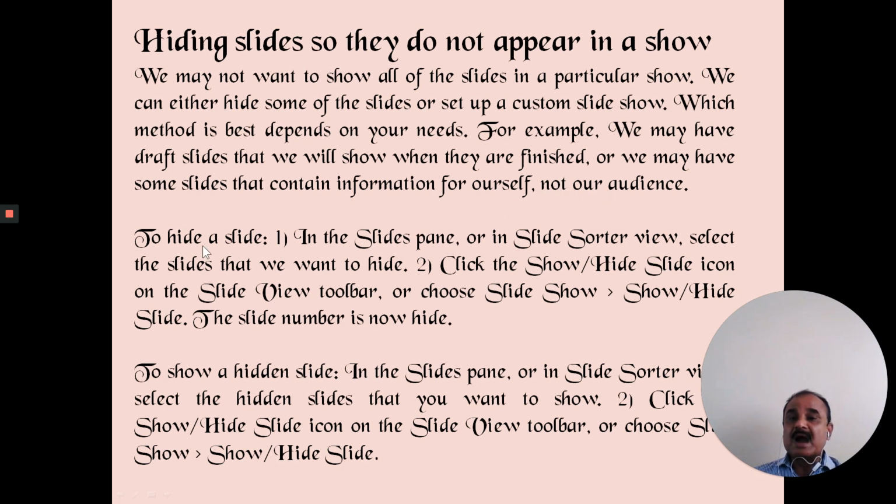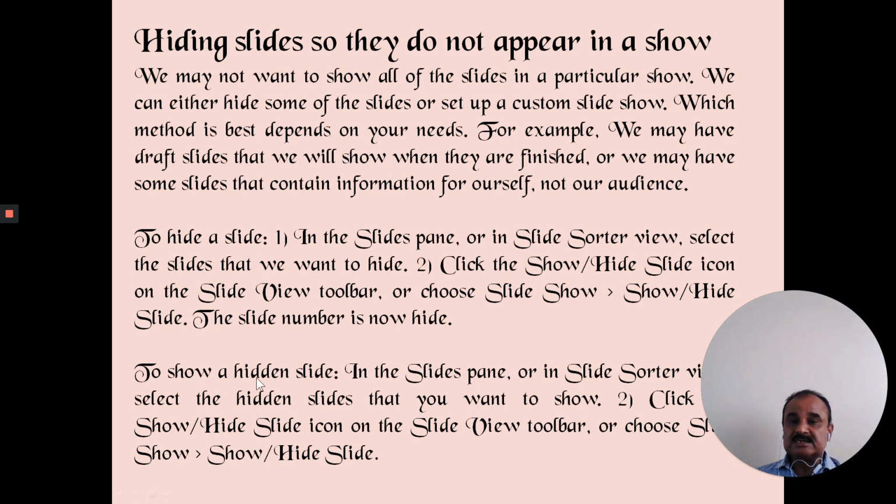The method to hide the slide is, in the slide pane or in slide sorter view, select the slide that we want to hide. This is the first step. Number two, click the slide show, hide slide icon on the slide view toolbar, or choose the slide show menu, then hide slide. Click on hide slide. The slide number is now hidden. Suppose you have selected the third slide, the third slide number is hidden.